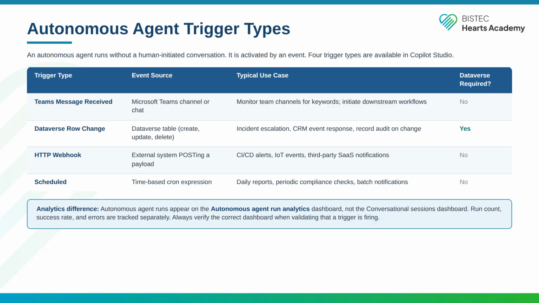HTTP webhook fires when an external system posts a payload to the agent's endpoint. No Dataverse required. Use case: CI/CD failure alerts, EOT events, third-party SaaS notifications. Governance consideration: the webhook endpoint is publicly accessible. Authentication and payload validation are required before the agent acts.